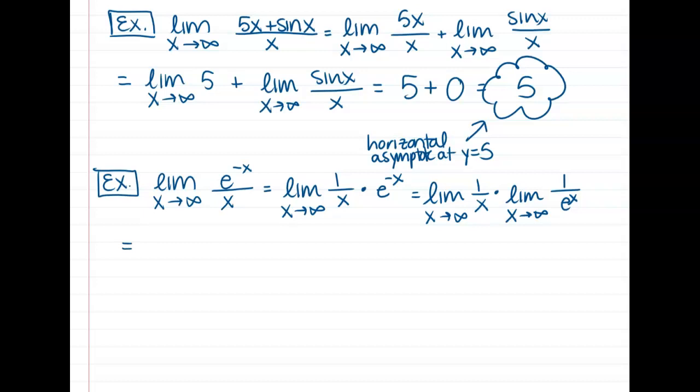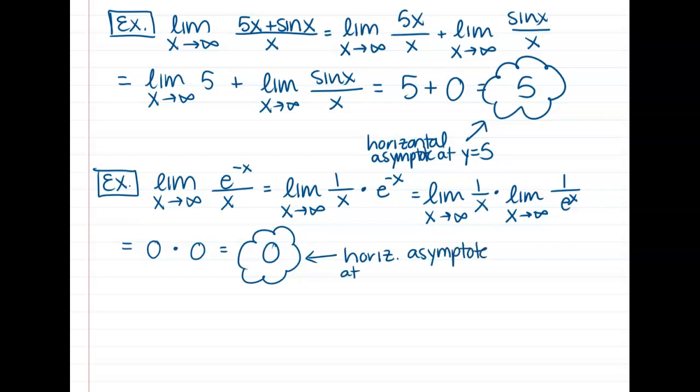The limit as x approaches infinity of 1 over x, 1 over a really big number, is 0, times 1 over e to the x, which is just 1 over e to infinity, or 1 over infinity, so that's another 0, and 0 times 0 is just 0. And that is a horizontal asymptote at y equals 0.